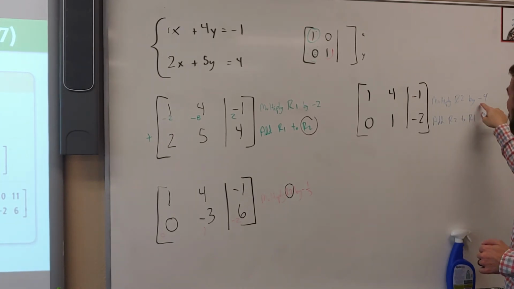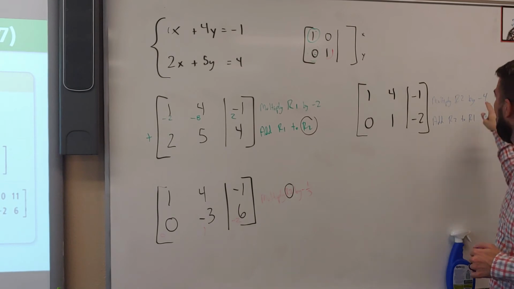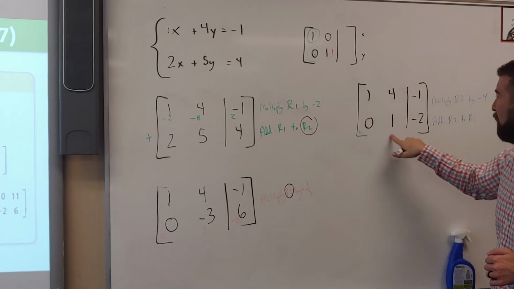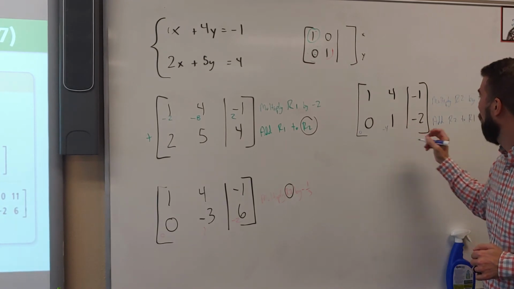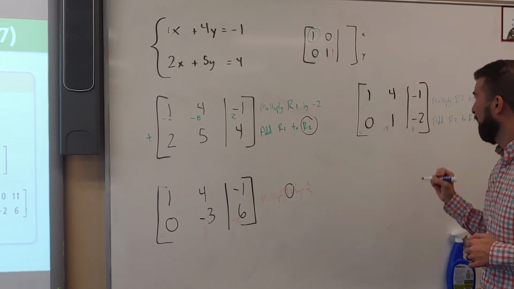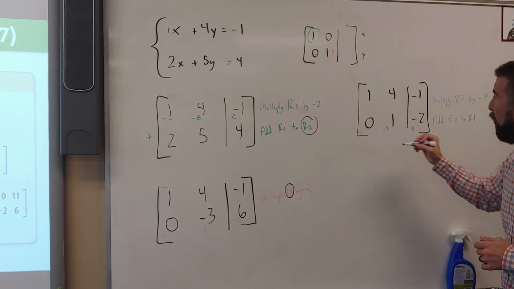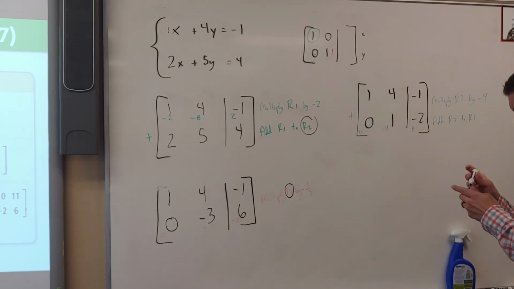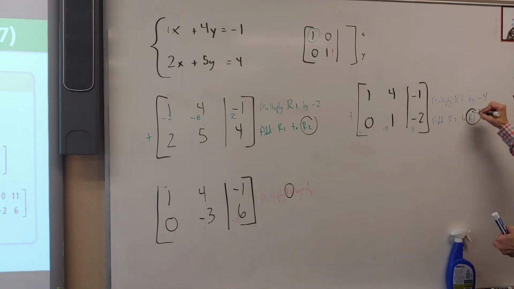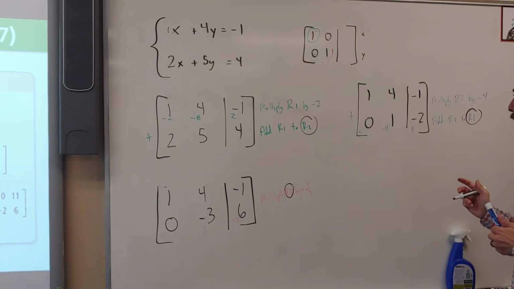So first, let me multiply negative 4 over here. Negative 4 times 0 is? 0. Negative 4 times 1 is? Negative 4. Negative 4 times negative 2 is? Positive 8. Very good. And now I'm going to add those together. Now remember, the row that's mentioned last is the only one that changes.